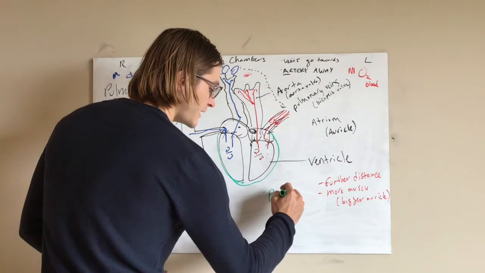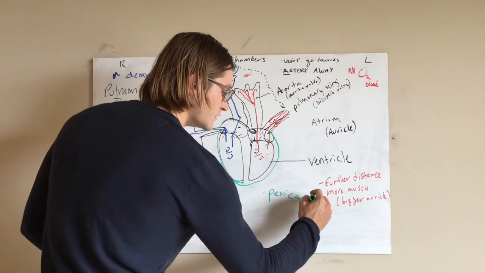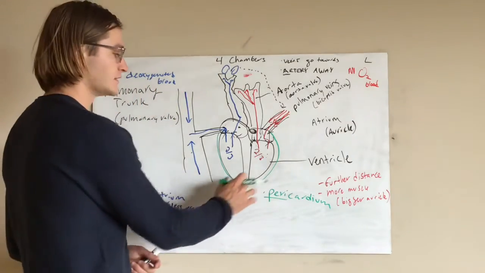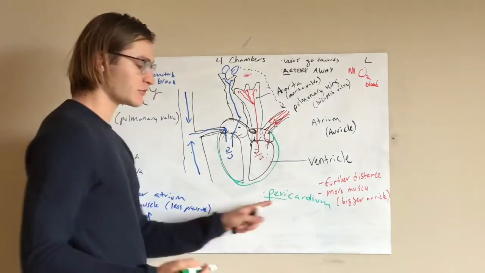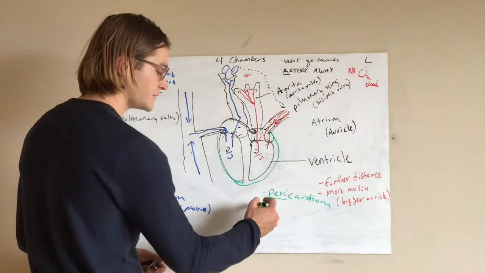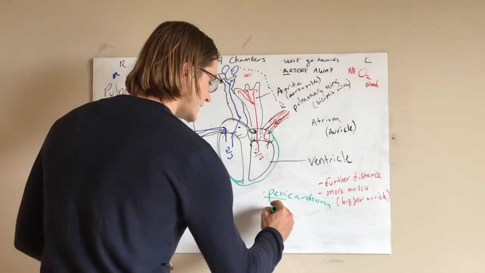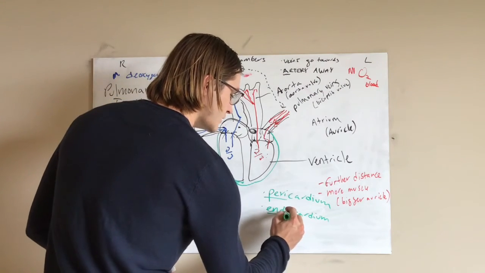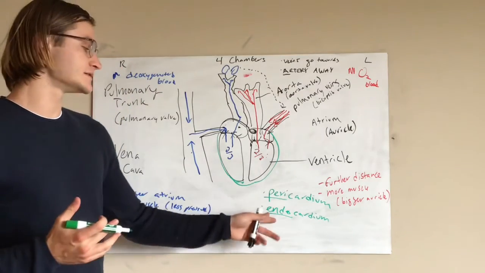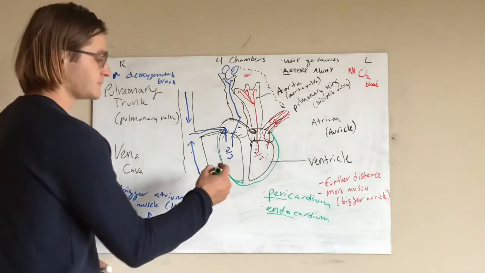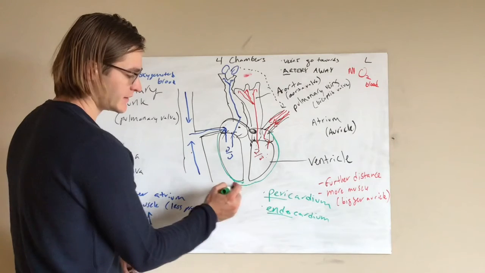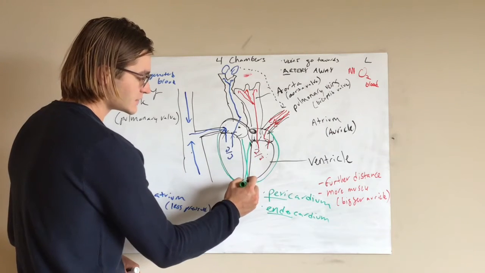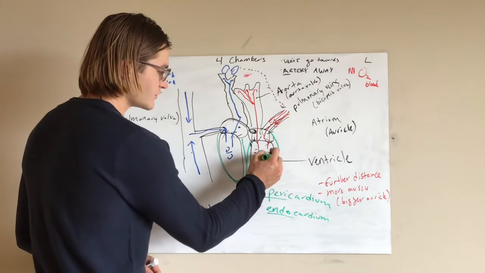It's gonna be called pericardium. Peri means around, so it's around the heart. Cardium means heart, so pericardium, around the heart. And then we're gonna have endocardium. Endo stands for inside the heart. So endocardium, endo within. Endocardium lines the ventricles.